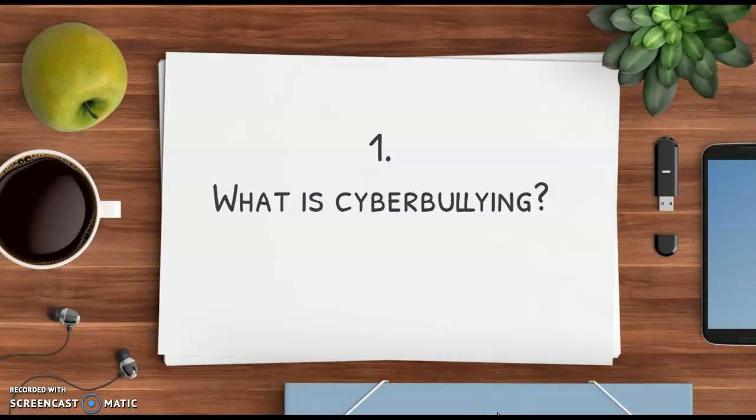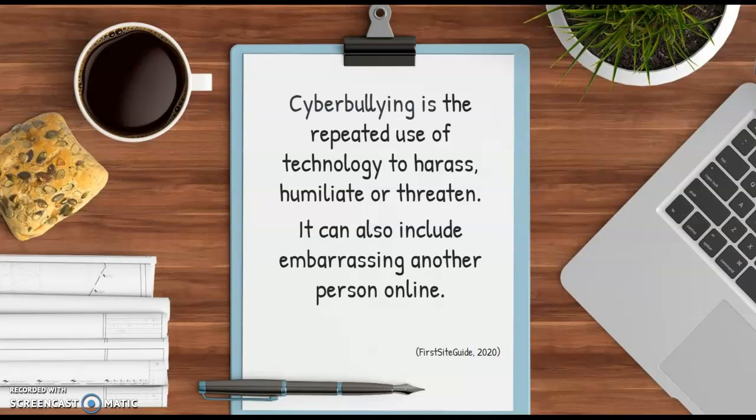What is cyberbullying? First, we need to define and explain what that is and consists of. Cyberbullying is the repeated use of technology to harass, humiliate, or threaten others. It can also include embarrassing another person online or using technology. Electronic technology consists of iPads, tablets, any kind of personal device, but also using social media such as Facebook, Instagram, emails, text messages. All of that falls under the use of cyberbullying.